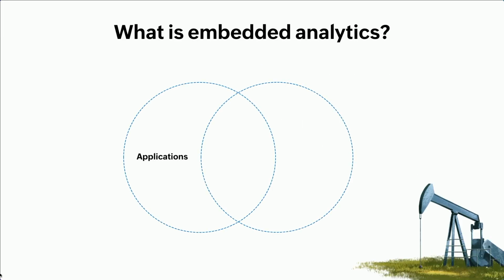So what is embedded analytics? We have business applications, and then we have BI platforms like Zoho Analytics. Then the intersection, where the business applications and the BI platforms meet, that's what embedded analytics is. It's a simple way of showing it as a Venn diagram. BI platforms offer an analytics solution, business applications need this analytics solution, and right at the intersection is embedded analytics.